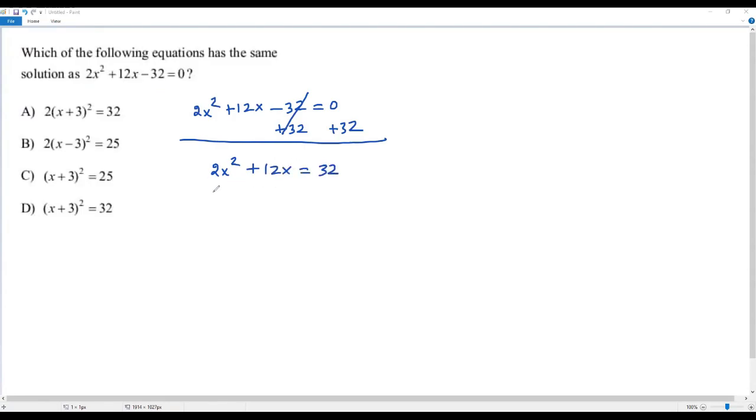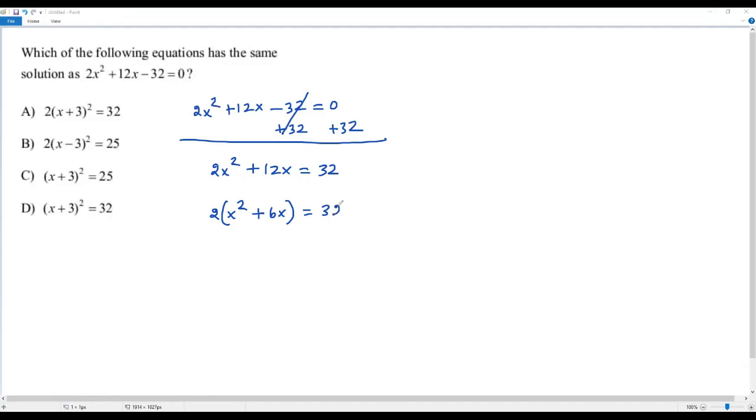Here I have to get the expression on the left side as the square of a binomial, because when I consider the left side in each equation in the answer choices, I have the square of a binomial. So I have to write this expression as a square of a binomial. For that, I have to factor the coefficient of x², the 2, out from these two terms on the left side. When I factor the 2 out, I am getting x² + 6x inside the parentheses.